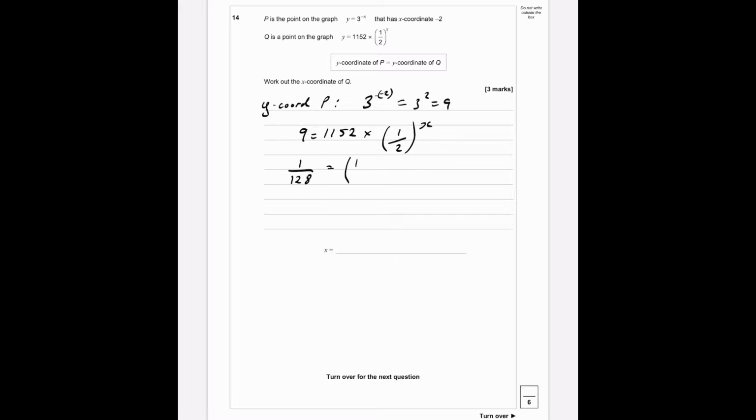You could start expanding this out now, 1 to the power of x on the right over 2 to the power of x, and then move everything around. You get 2 to the x is 128, but you can just spot that a half to the power of 7 is 1 over 128, 128 is a power of 2, so x is 7.